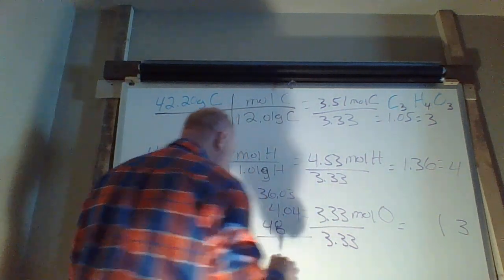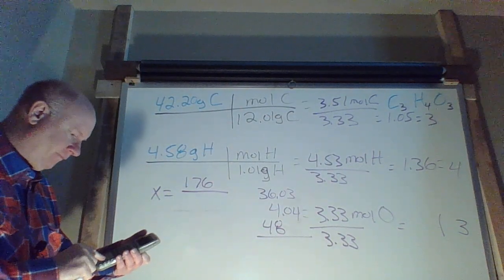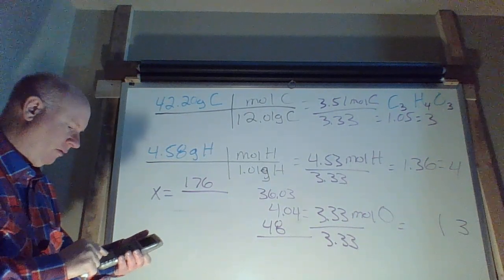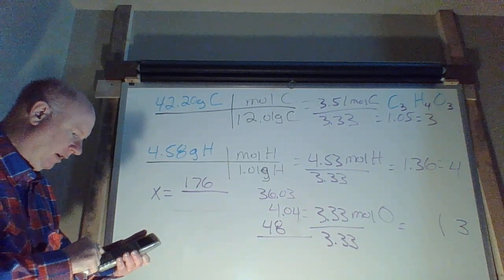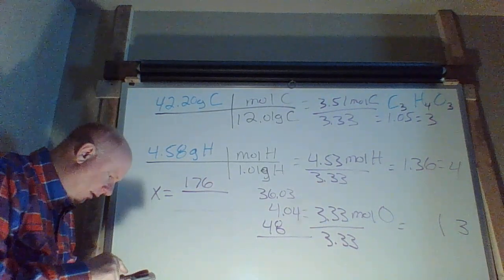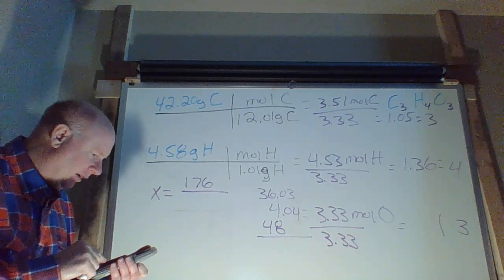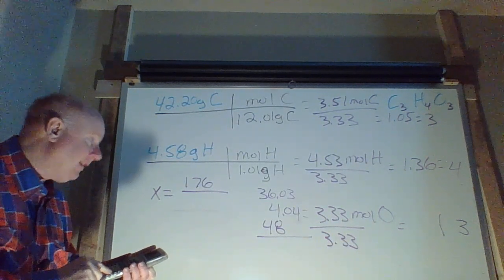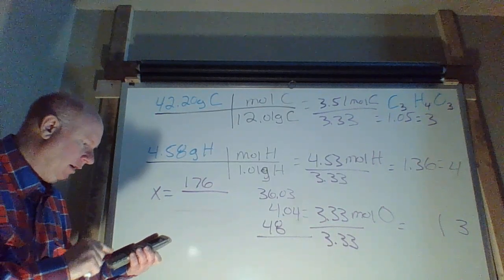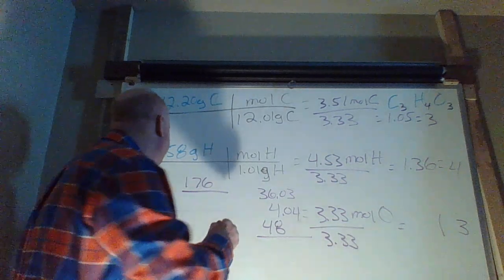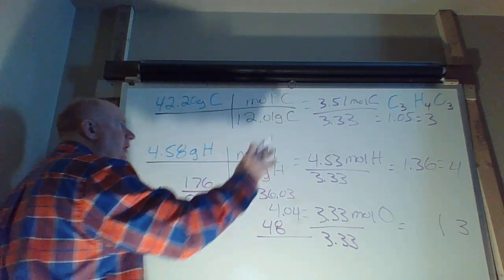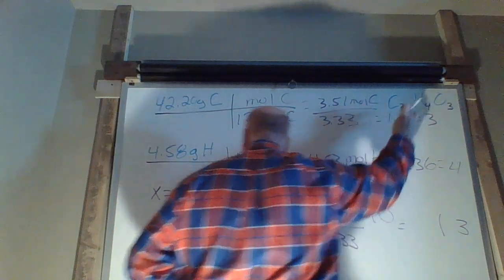Then upon adding all those together, oops, not 64, 48. Oh, how did I hit that button? Took the log of all that. 36.03 plus 4.04 plus 48. That then gives us 88.07. And again, that is the empirical formula mass that we have.